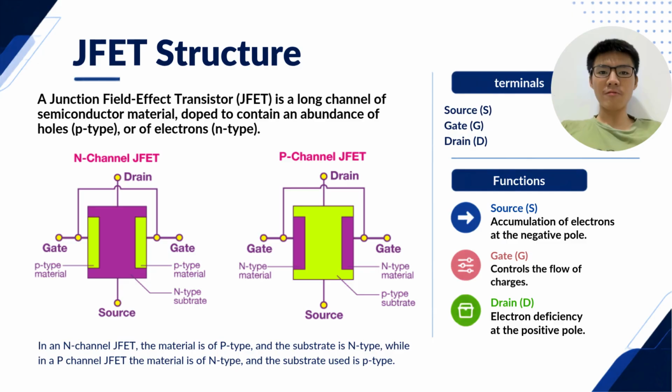The gate controls the flow of current by varying the width of the channel. There are two types of JFETs, which is N channel and P channel. In the N channel JFET, electrons are the main charge carriers, while in the P channel JFET, holes are the main charge carriers. The JFET structure allows it to operate with high input impedance and low power consumption, making it useful in amplifier and switching applications.